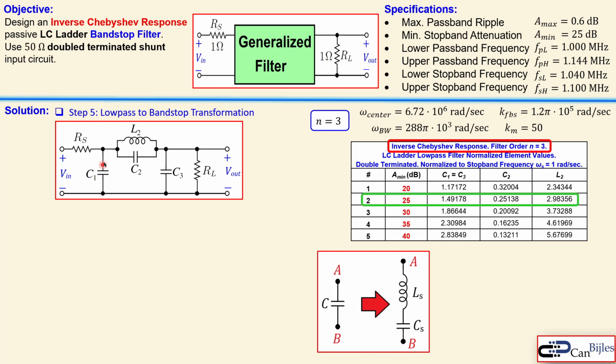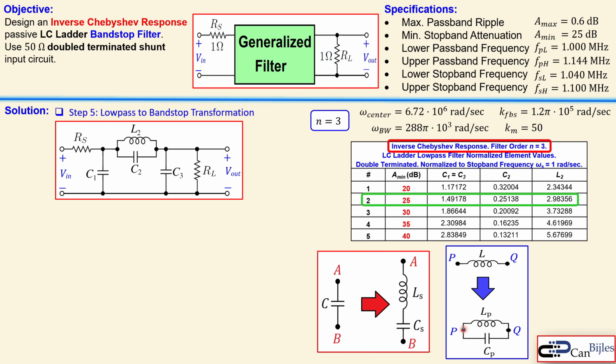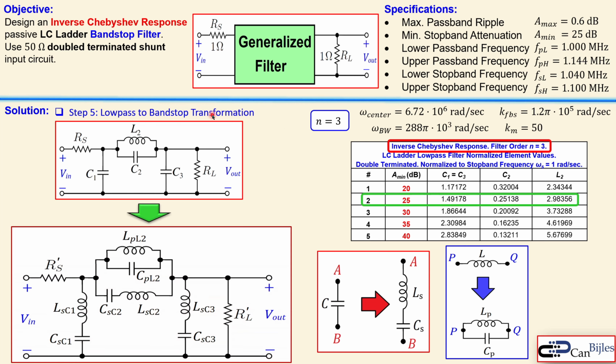The capacitors will be transformed into a series combination of an inductor and a capacitor. When you see an inductor, you replace it with a parallel combination of an inductor and a capacitor. That's shown: you replace it with a subscript P or an S when you make this transformation. So when you transform this into the band stop filter, you get this. You also see the primes for the RS and RL, which are scaled up to 50 ohm.